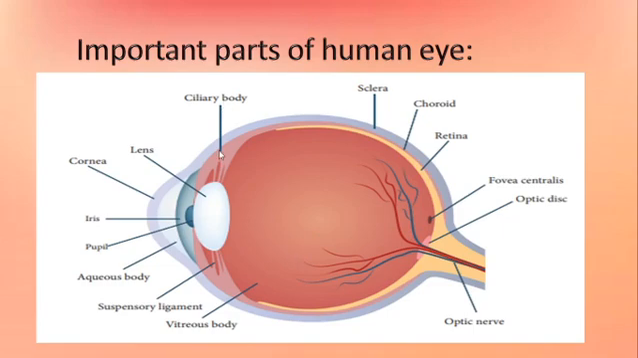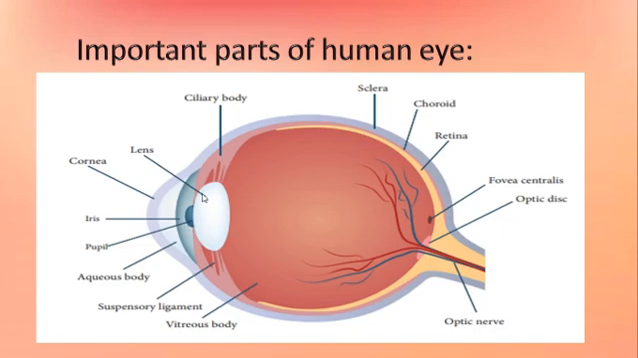Then the next one, the ciliary muscles. You see, these are the ciliary muscles. The eye lens is fixed between the ciliary muscles. This is the eye lens. It is fixed between the ciliary body or ciliary muscles. It helps to change the focal length of the eye lens. The eye lens focal length is changed with the help of the ciliary body, irrespective of whether objects are near or far, according to the position of the objects.